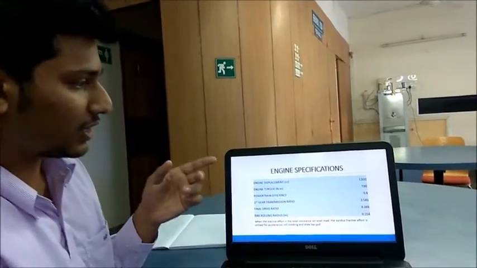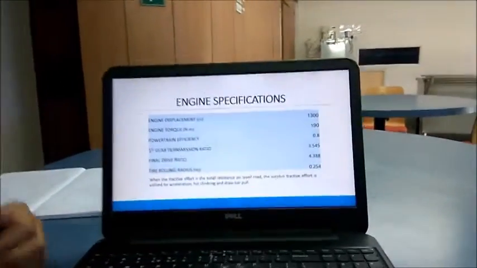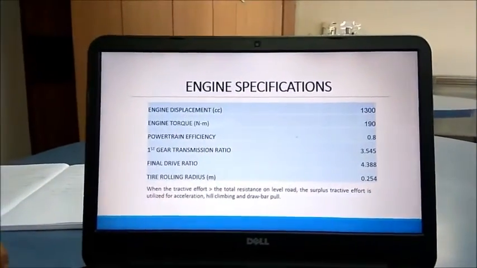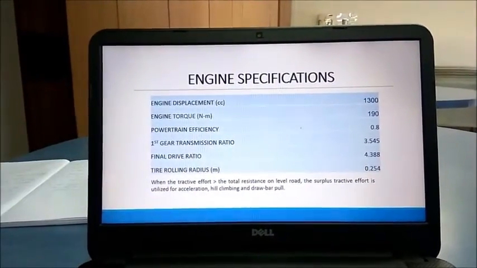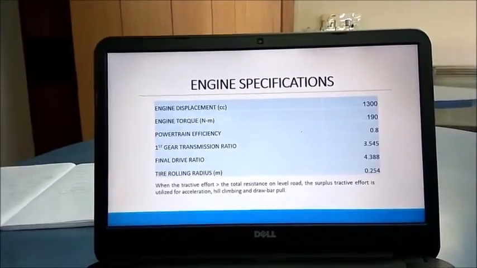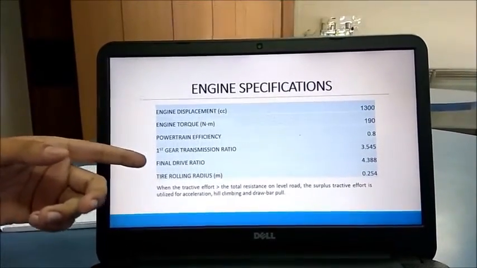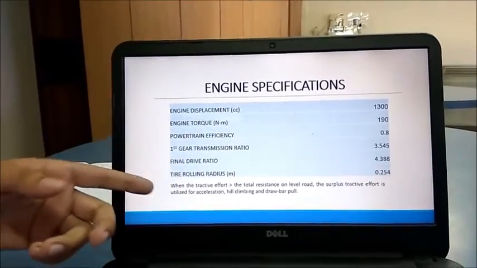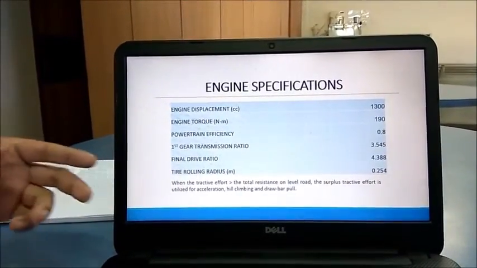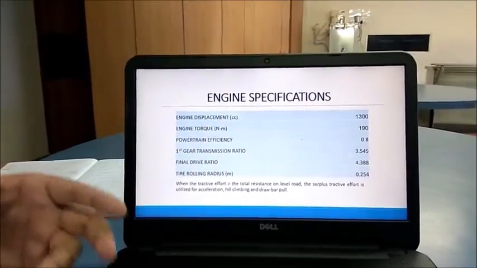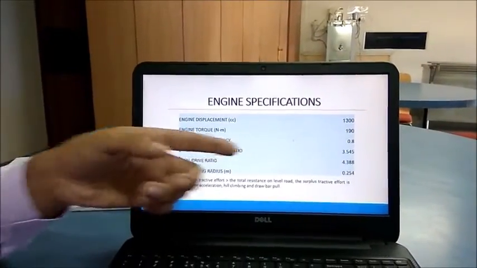These are the specifications for Maruti Suzuki Swift, which has a 1.3 liter diesel engine with 190 Newton meters torque. The powertrain efficiency is 0.8, and the gear ratios and the transmission ratio are given, and the rolling radius of the tire, which is a 185/60 R15 tire, is 0.254.